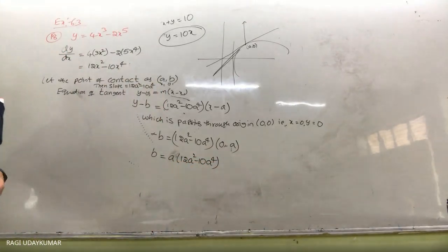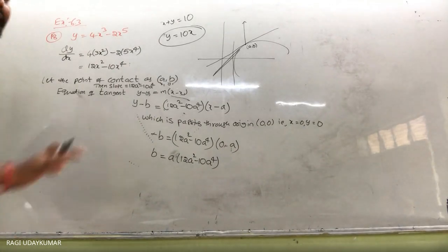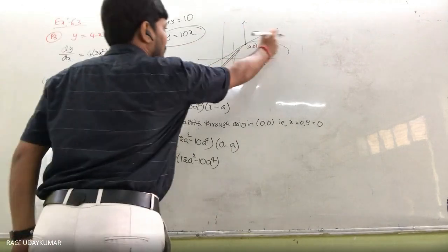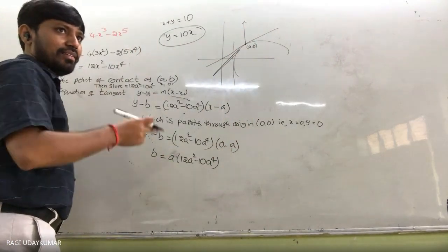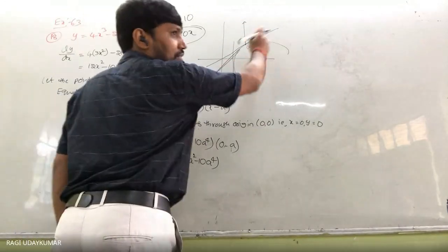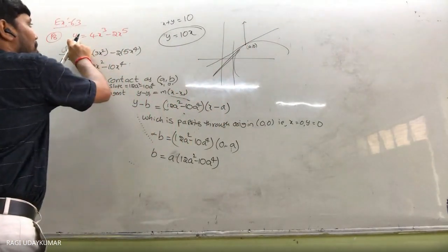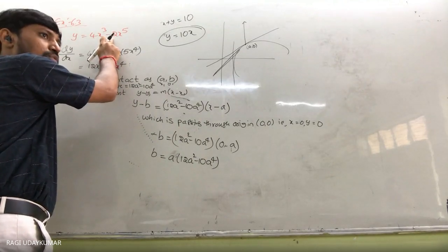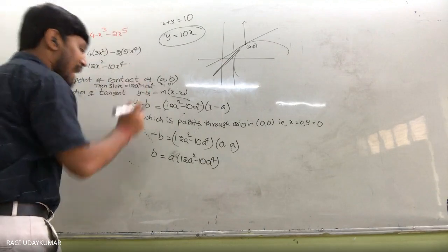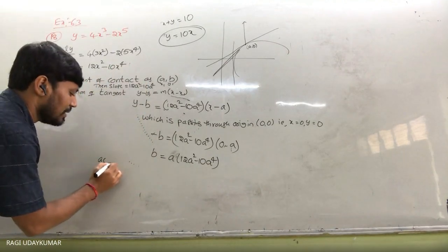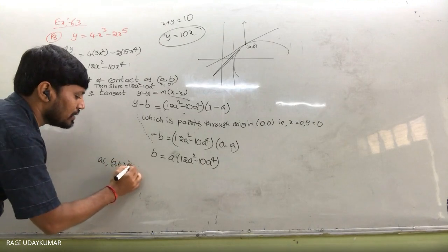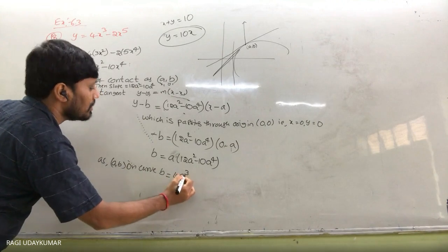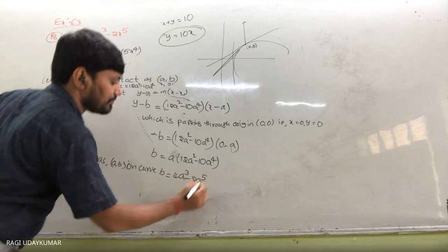So what to do here actually? Directly the a value, b value. See here, a comma b is a point on this curve. That is nothing but if you substitute b and a, will it satisfy the curve? It will satisfy the curve, right? So as a comma b is on the curve, b is equal to 4a cube minus 2a power 5.